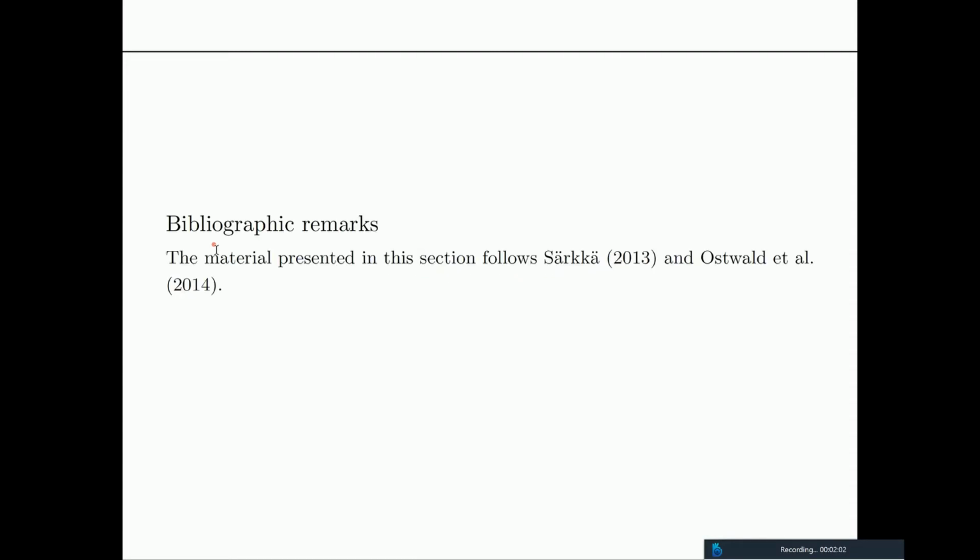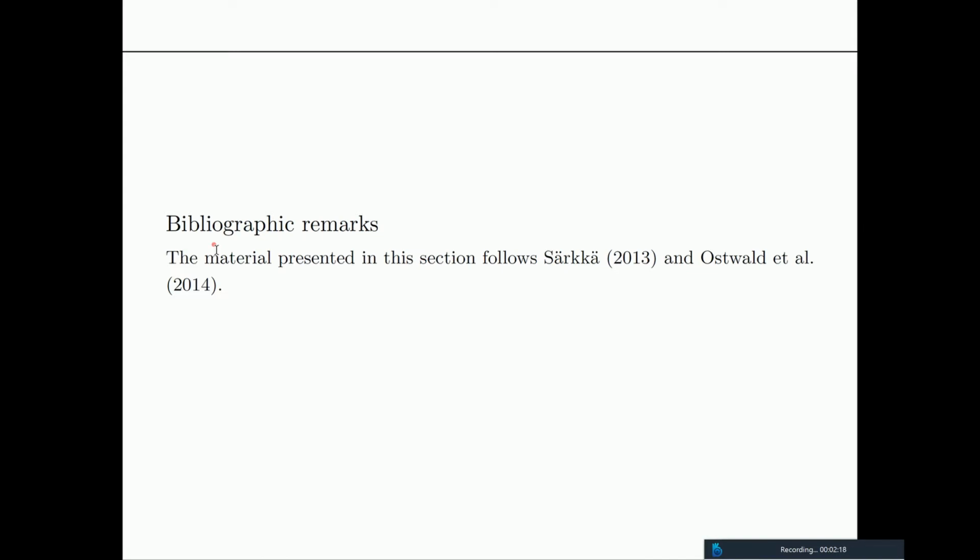Good. So in a way, you can view what we're doing today as doing conjugate Bayesian inference if the parameter varies over time. So that's the connection to last week.